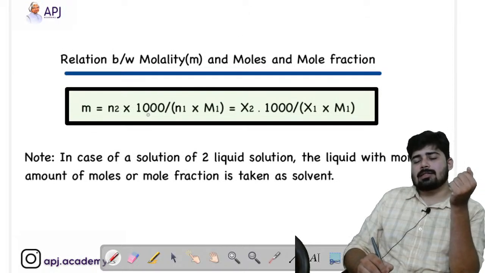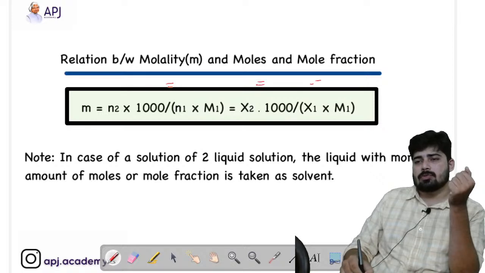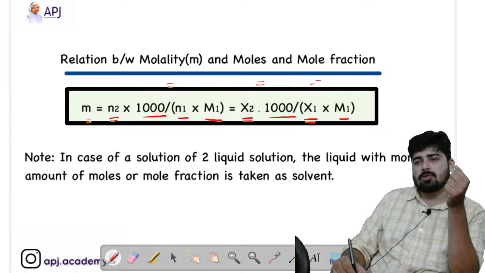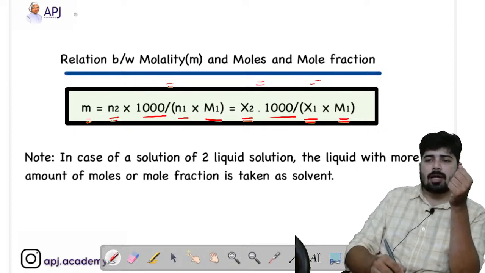Okay students, this is a simple relationship between molality, moles and mole fraction. This one you have to learn by heart for your benefit. Okay. So molality is equal to number of moles of solute into 1000 divided by number of moles of solvent into molar mass of solvent. Which is equal to mole fraction of solute into 1000 divided by mole fraction of solvent into molar mass of solvent. So I have told you here N2 means what?